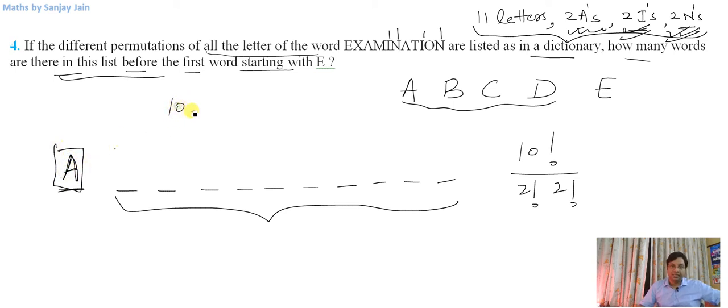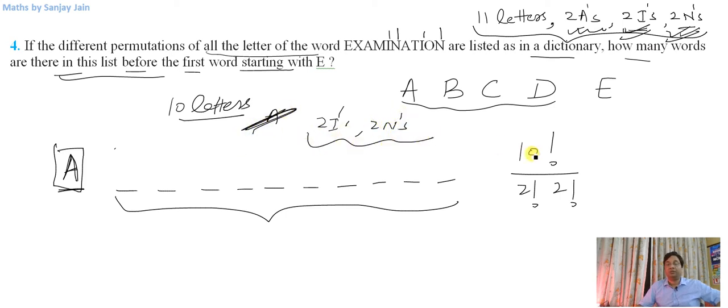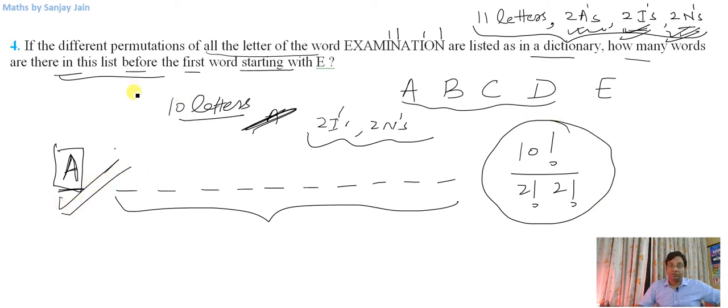Out of the remaining 10 letters, I have got 1 A, 2 I's and 2 N's. So I don't have to worry about this now. So you just have to worry about this. So these are the total number of words that can be formed starting with letter A. So these number of words will appear in this dictionary before the first word starting with E.